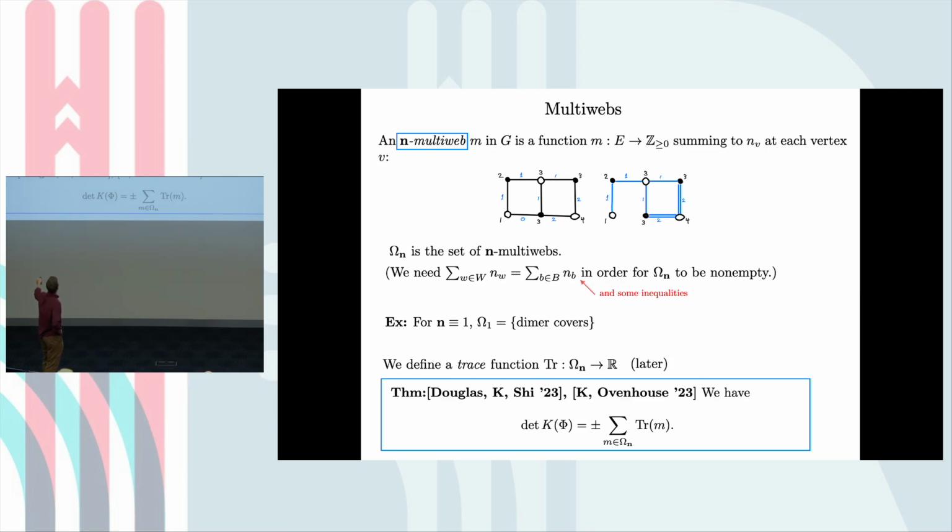So those are called multiwebs. Let's have capital omega sub boldface n, right? The set of n multiwebs. N is this vector of vertex multiplicities. And that's a finite set.